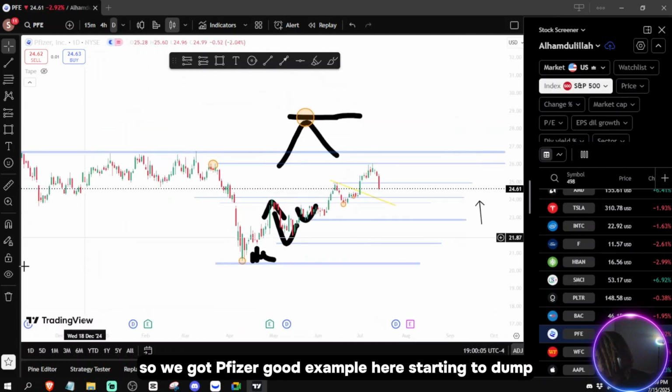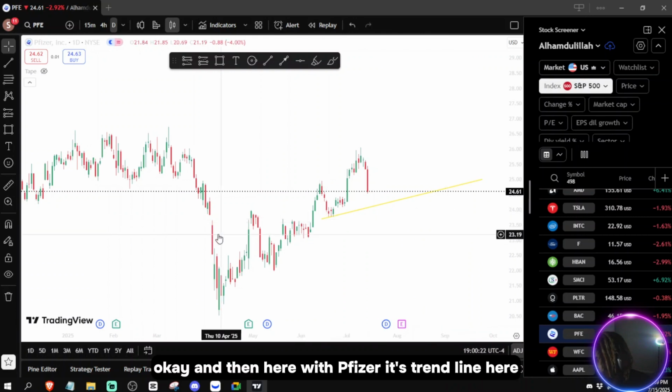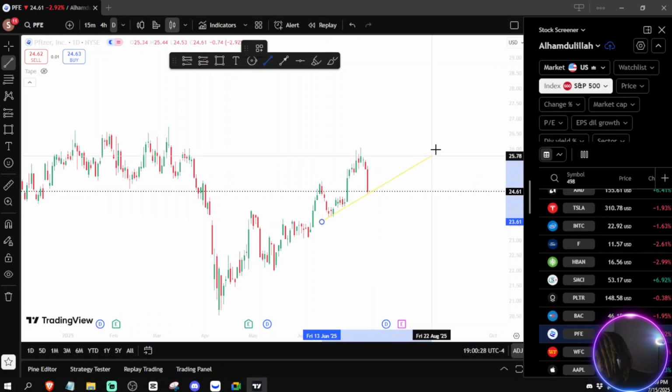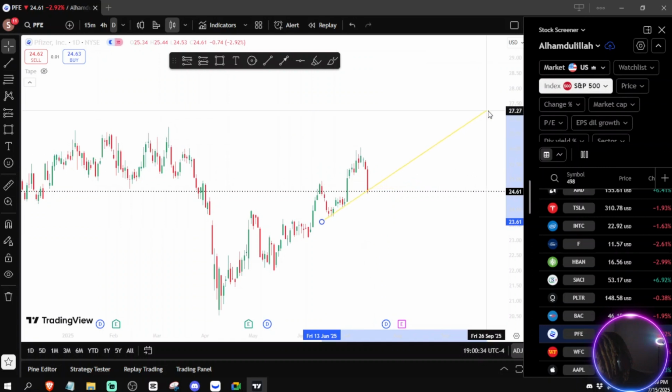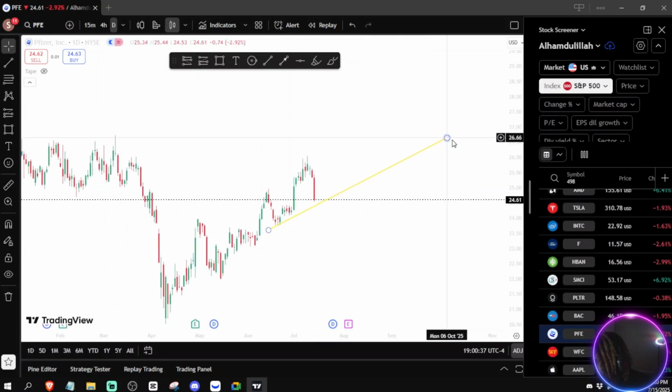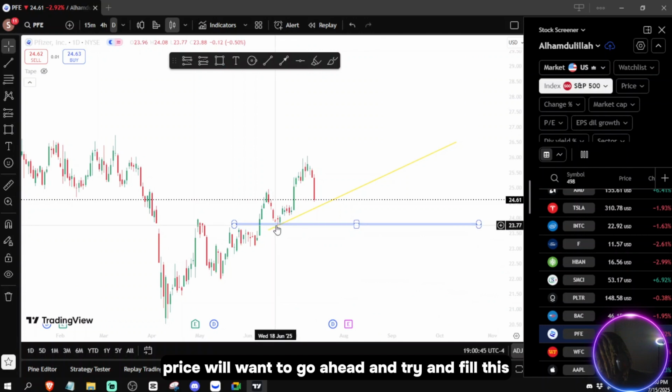So we got Pfizer, good example here, starting to dump. Okay, and then here with Pfizer, this trend line here. Kind of want it off the points as much as possible. Okay, and if I see price break this trend line, then inshallah I know price will want to go ahead and try and fill this support right here.